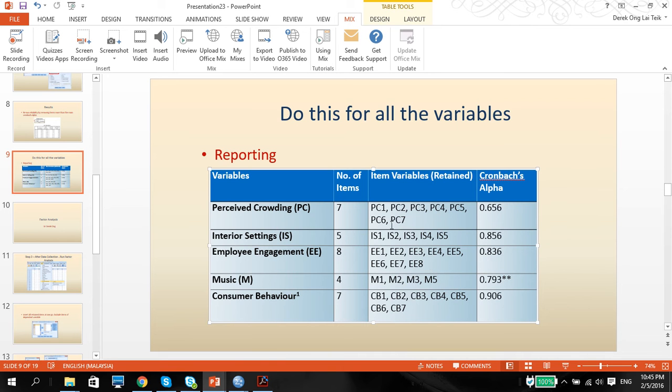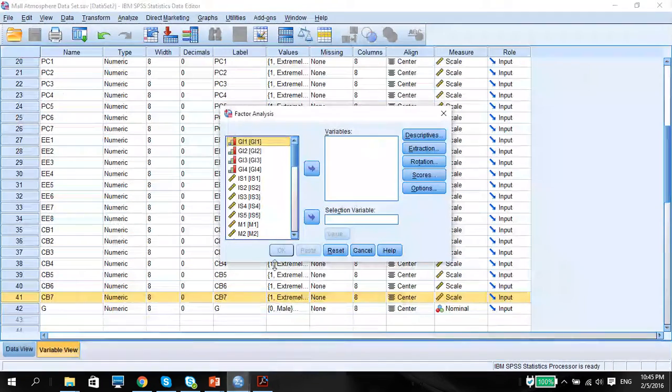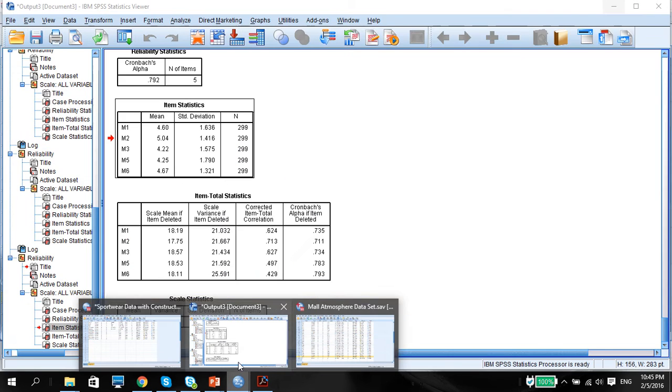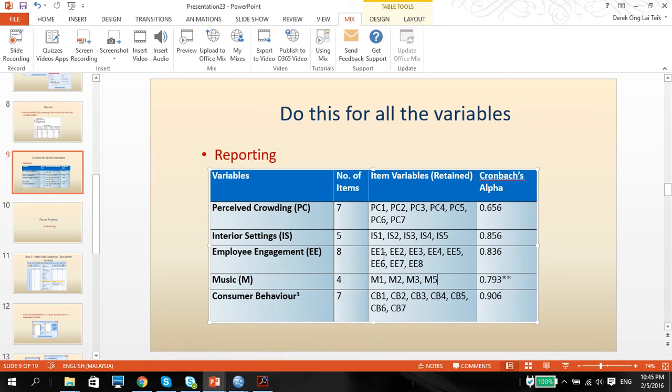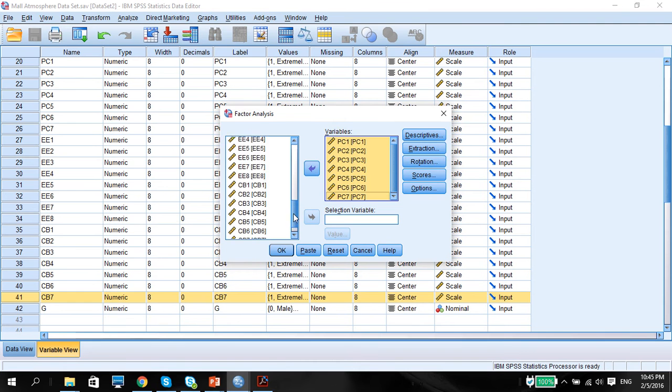So P1 to P7 goes in, PC1 to PC7 goes in. Next would be IS1 to IS5.